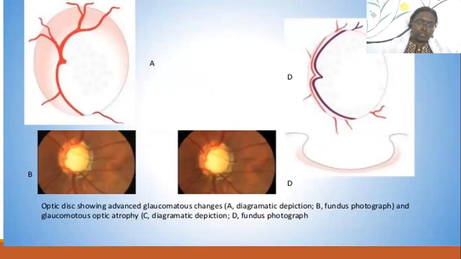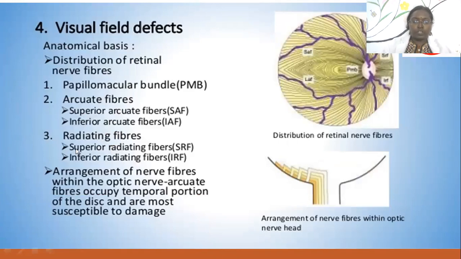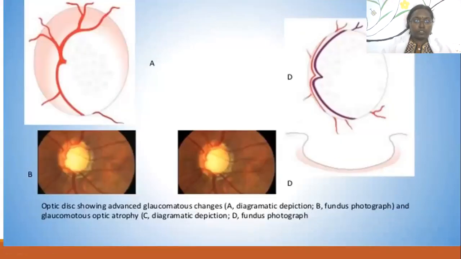Here you can see a fundus picture showing the optic disc where there is a large cup. The cup disc ratio is increased. It is more than 0.7, around 0.8, and you can see the bayoneting sign.